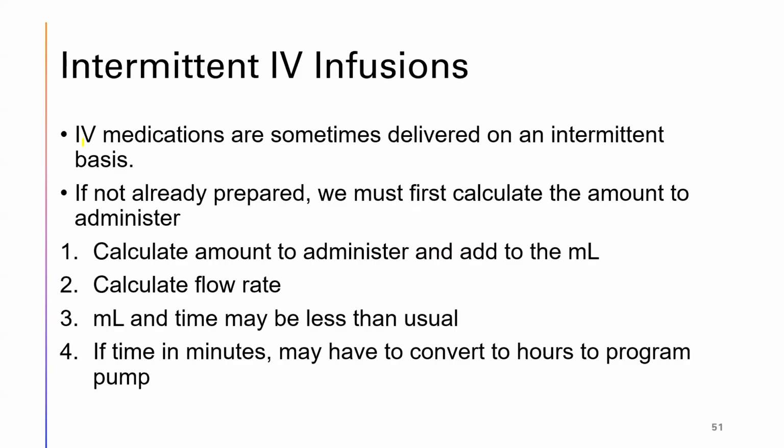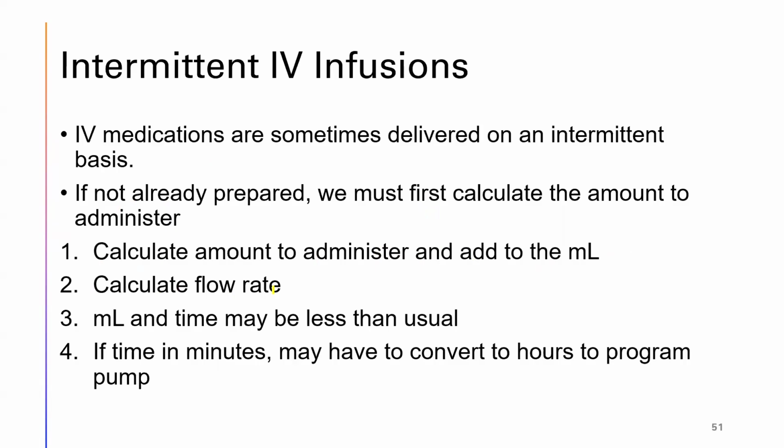So here are the steps. Sometimes IV medications are delivered on an intermittent basis. If it's not already prepared, you first have to calculate the amount to administer, which is how much medicine they will need. So the first step is calculate the amount to administer, and that's a dosage problem for me, D over H times Q. And then you add it to the milliliters you're given.